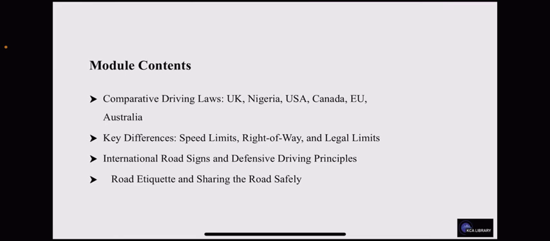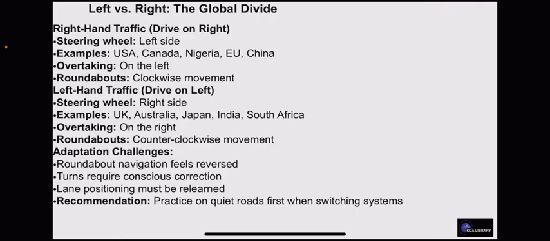For the contents of the module, we have first comparative driving laws, where we'll be comparing driving laws between different countries. These include the UK, Nigeria, USA, Canada, European Union, Australia, and so on. The next content will be key differences, that is the speed limit, the right of way, and legal limits. Then the third content, we have international road signs and defensive driving principles. And lastly, we have road etiquette and sharing the road safely. That's about the contents of the module.